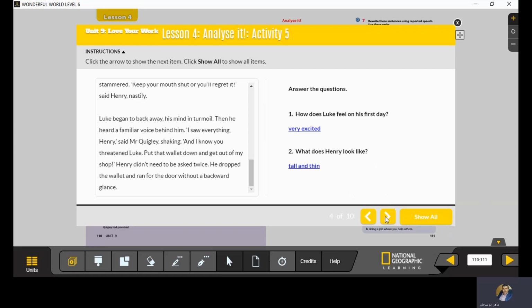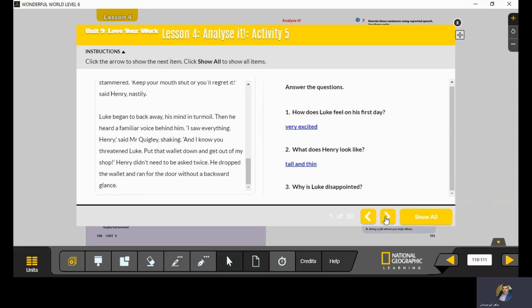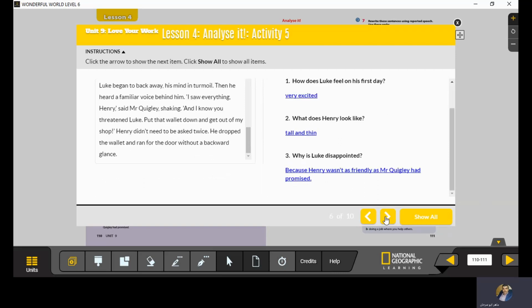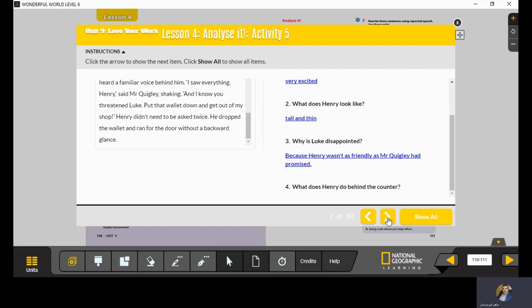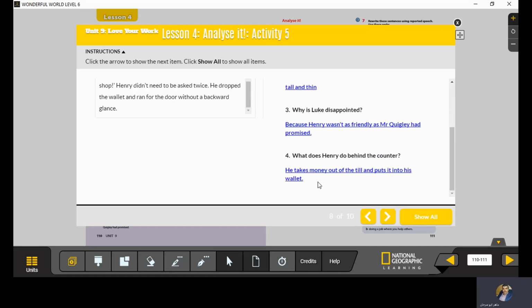The answer is tall and thin. Number 3, why is Luke disappointed? Because Henry wasn't as friendly as Mr. Quigley had promised. Number 4, what does Henry do behind the counter? The answer is he takes money out of the till and puts it into his wallet.